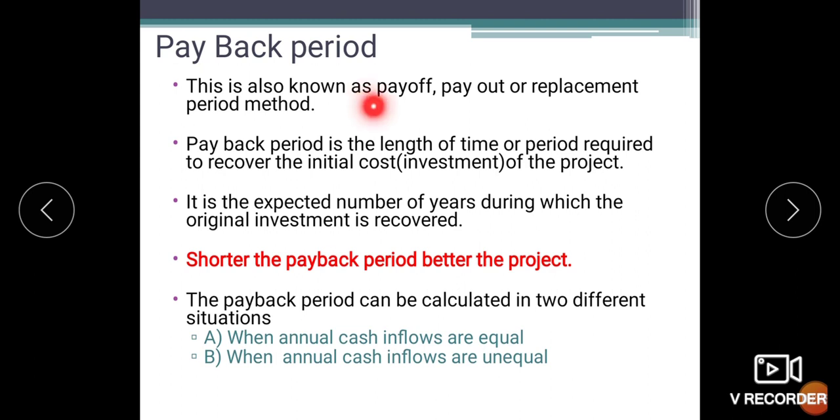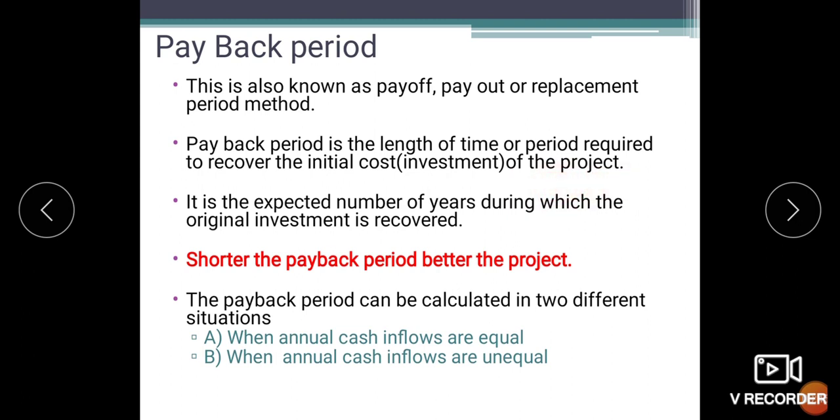Payback period is also known as payoff period, payout period, or replacement period. So payback period is the length of time required to recover the initial cost or initial investment of the project.